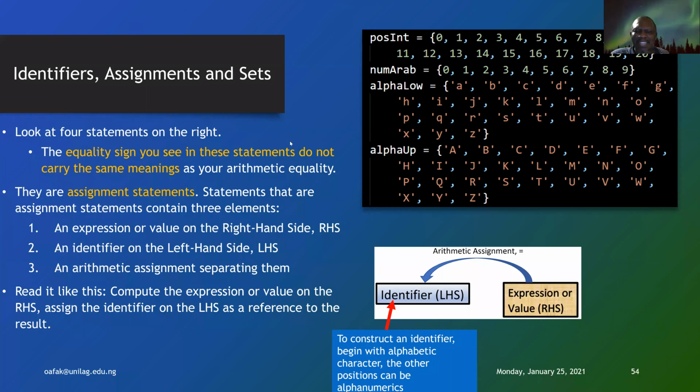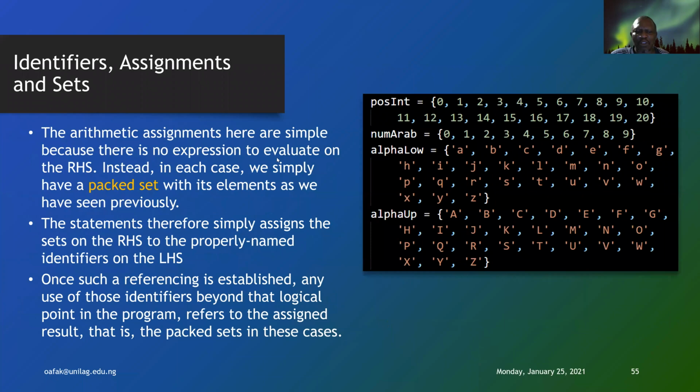The arithmetic assignments here are simple because there's no expression to evaluate. Instead, in each case, we simply have a packed set with elements as we have seen previously. The statements therefore simply assign the packed sets on the right-hand side to the properly named identifiers on the left-hand side. So these identifiers on the left-hand side, we say they are properly named. What does it mean to properly name an identifier? Can you have improperly named identifiers?